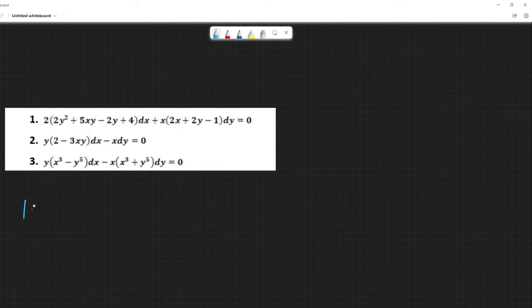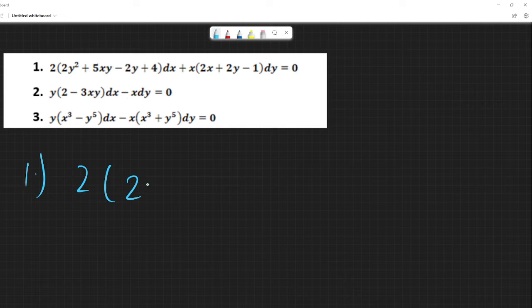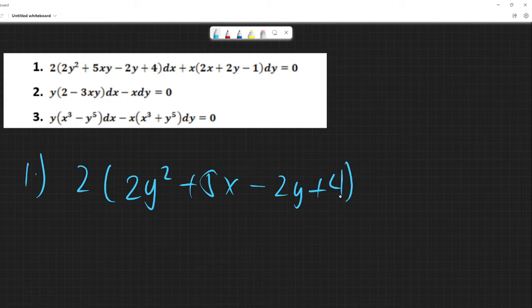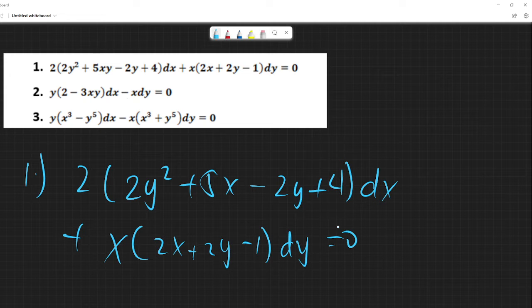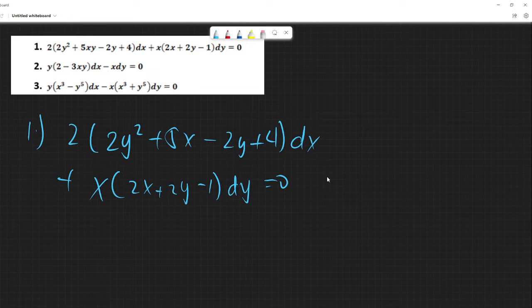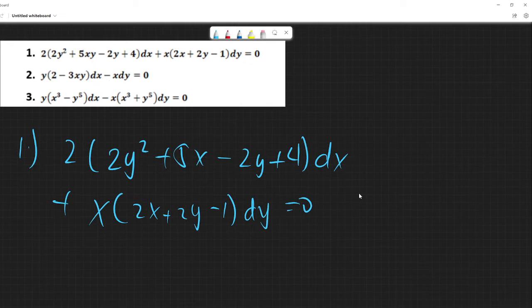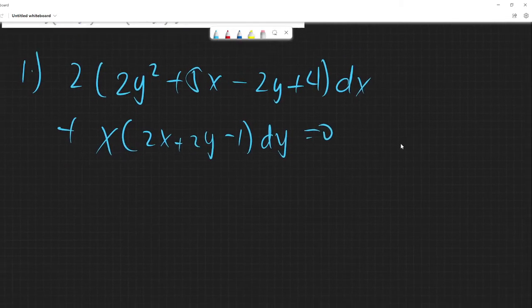So first, for problem number one. We have the problem (2y squared plus 5x minus 2y plus 4) dx plus (2 plus x)(2x plus 2y minus 1) dy equals 0. And then here we will use an integrating factor, so the equation will be easier and will be solvable for us by inspection.